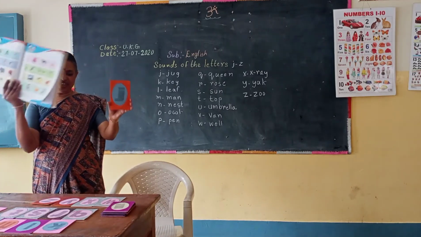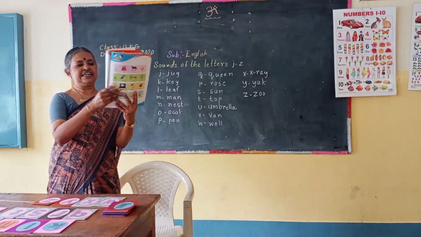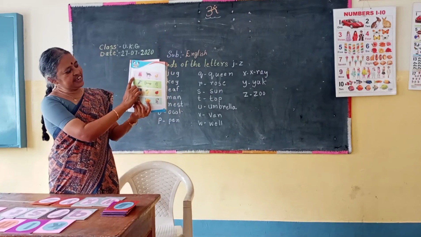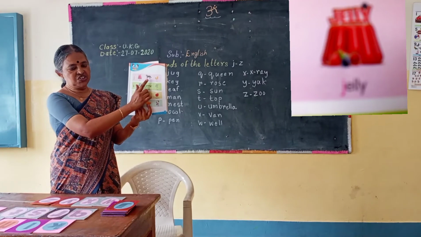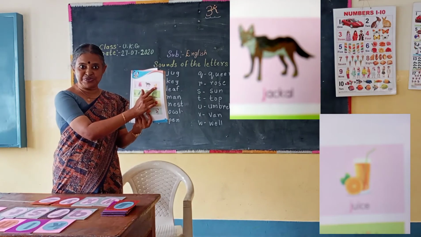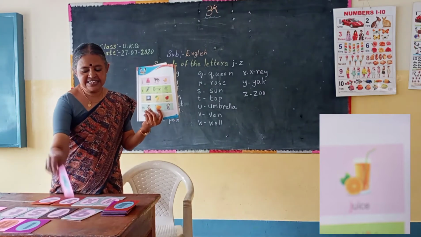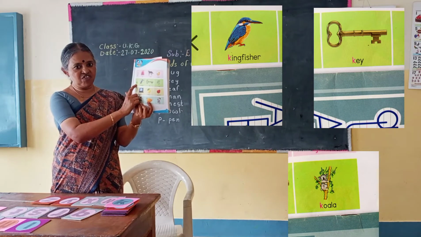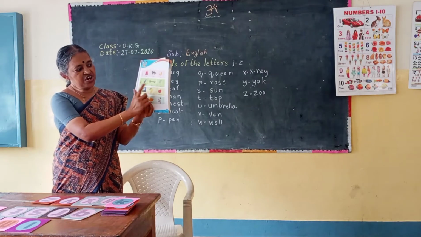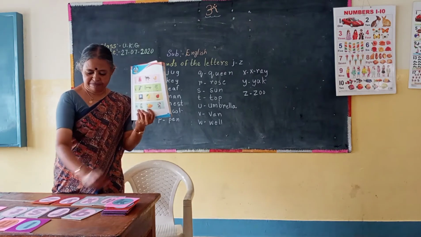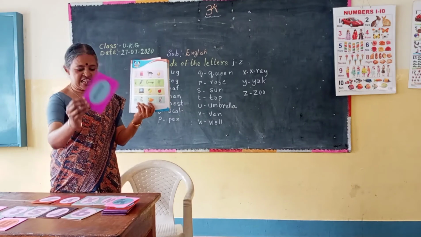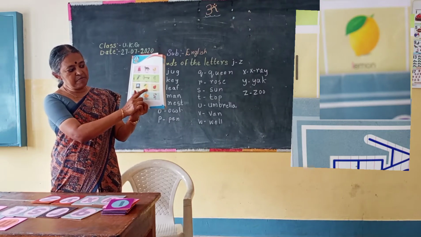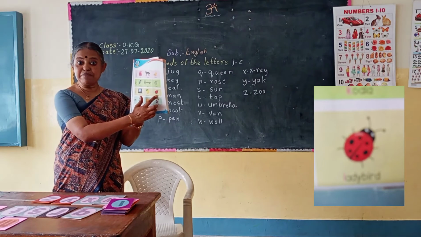J. See here. See this book and the picture. Okay? J for jelly, J for jackal, J for juice. The next letter, this is a K. K for kingfisher, K for key, K for koala. This is an animal. Next letter is L. L for laptop, L for lemon, L for ladybird.